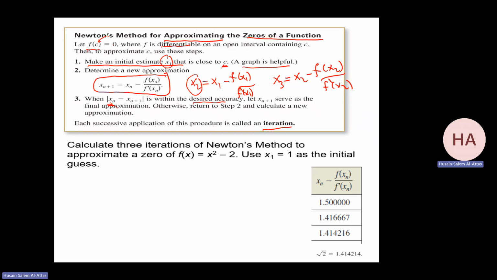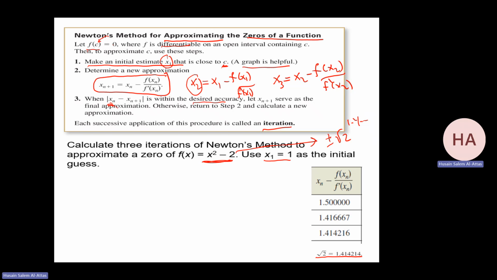Examples. Calculate 3 iterations of this function. By the way, I know the zero of this function. It's plus or minus square root of 2. But I'm looking for the positive one, which is 1.4 something, the square root of 2. Okay, so this is x1.